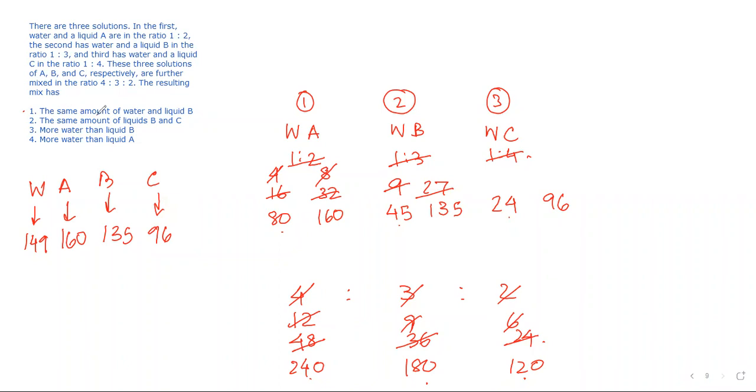So statement 1, the same amount of water and liquid B, that's wrong. The same amount of liquids B and C, that's wrong. More water than liquid B, yes. More water than liquid A, that's clearly wrong. So the answer is option 3. This is the fastest way you could have answered this. Else you would have to take variables and keep on doing every step, so that's going to be longer.